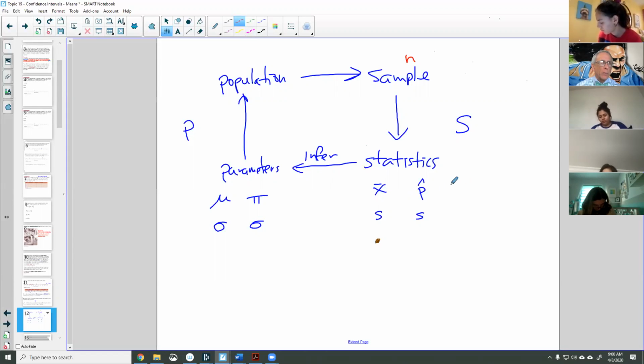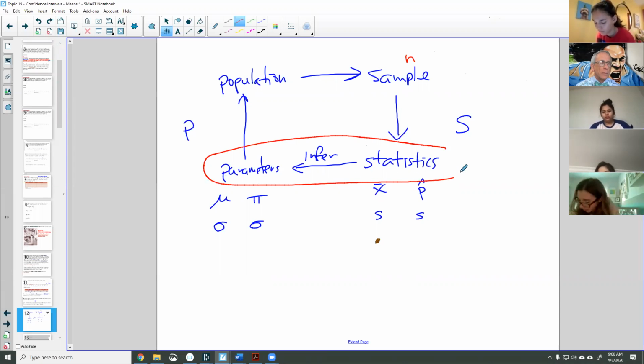So just so we remember here, statistics and parameters, let's write this down. Statistics and parameters are numbers. A mean is a number, a p-hat proportion is a number, a standard deviation is a number. A mu is a number, a pi is a number, a standard deviation is a number. These are numbers. And we get the numbers from the samples and we infer them to the population.